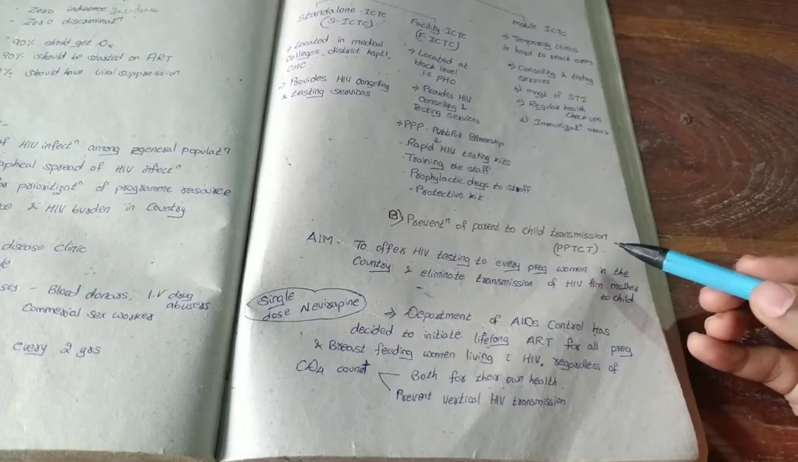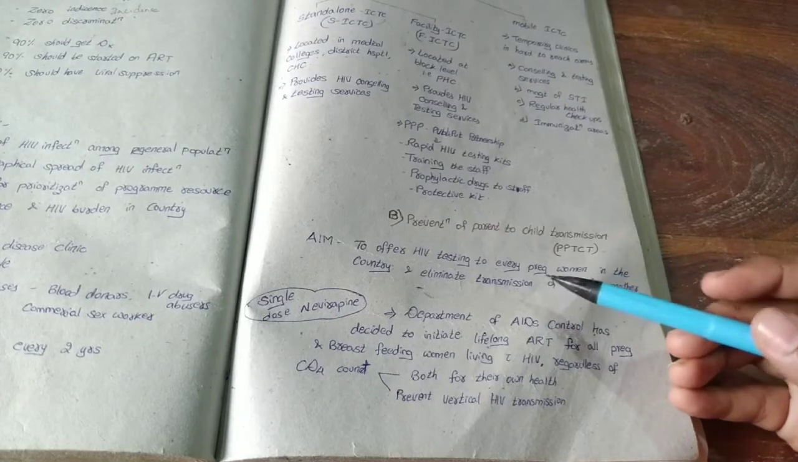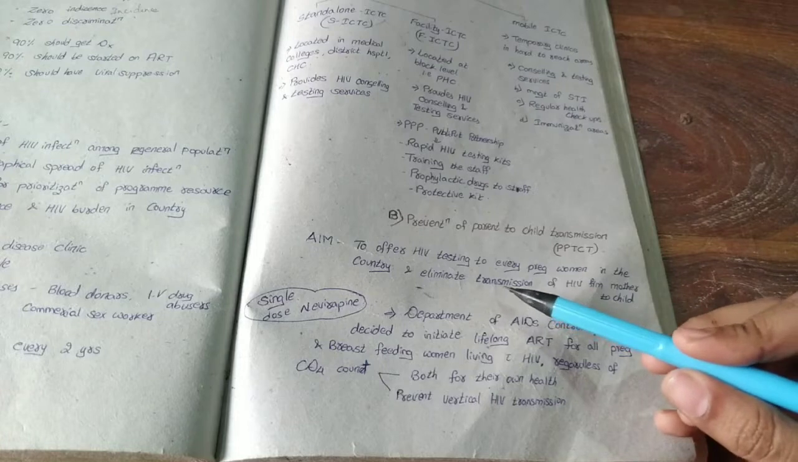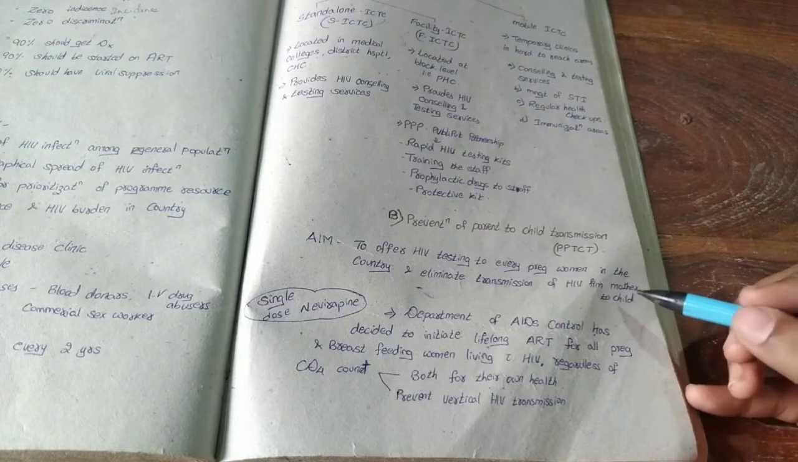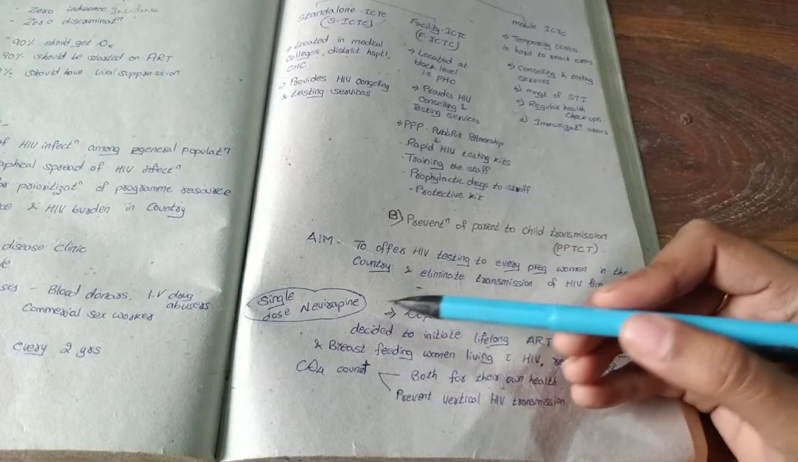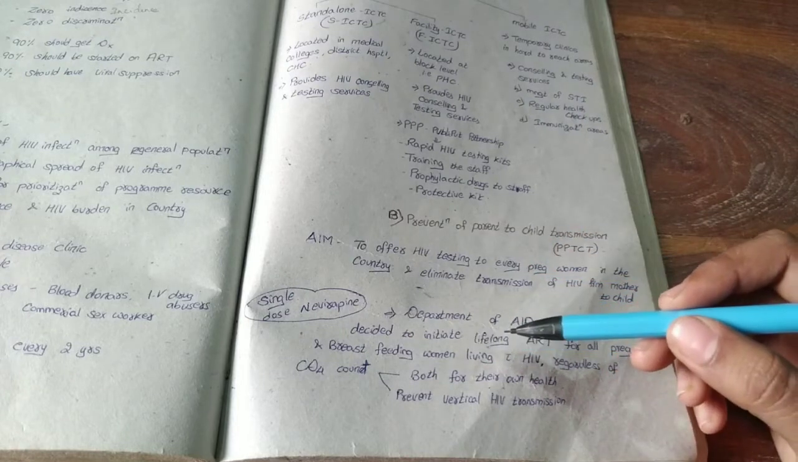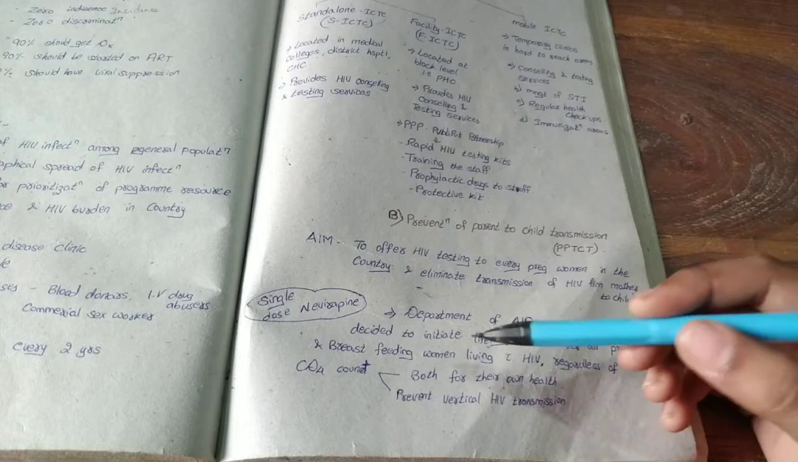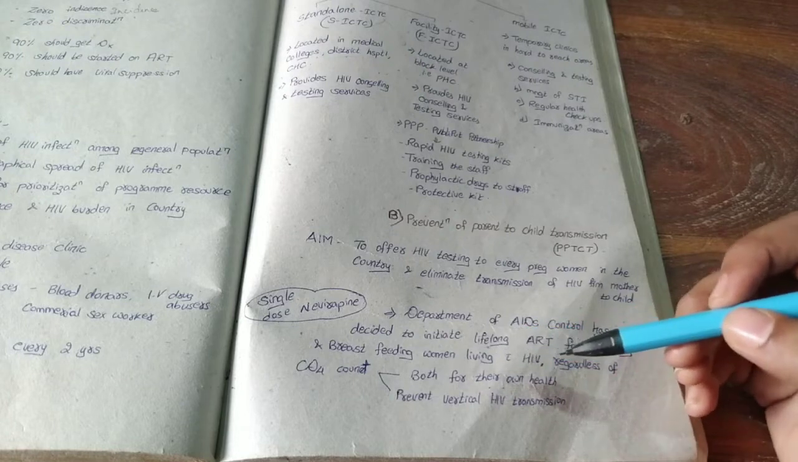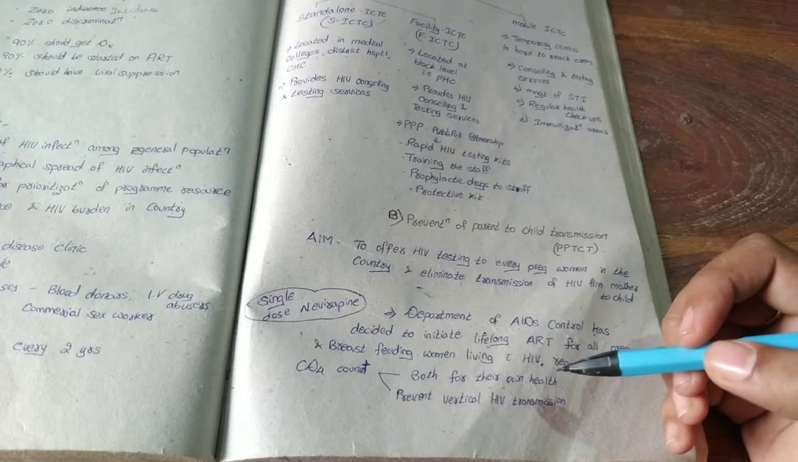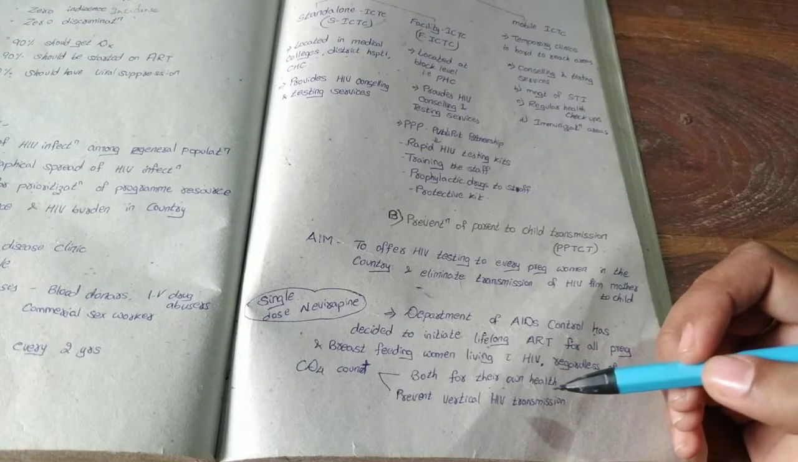Prevention of parent to child transmission. The main aim is to offer HIV testing to every pregnant woman in the country and estimate the transmission of HIV from mother to child. Initially, single dose nevirapine was given. Now, the Department of AIDS Control has decided to initiate lifelong ART for all pregnant and breastfeeding females living with HIV, regardless of their CD4 count, both for their own life and also to prevent vertical HIV transmission.